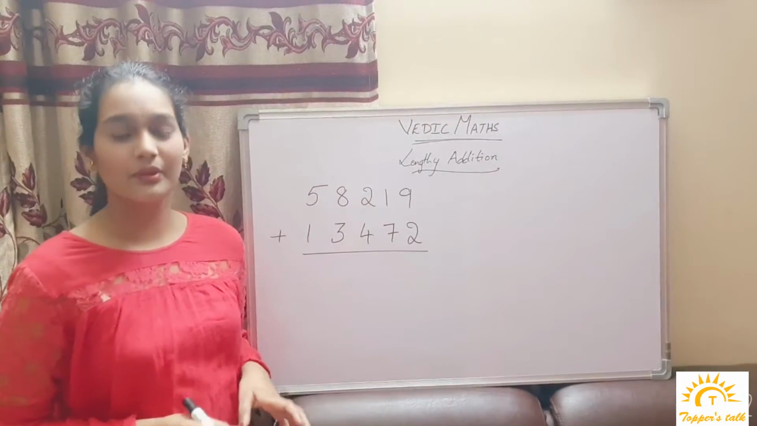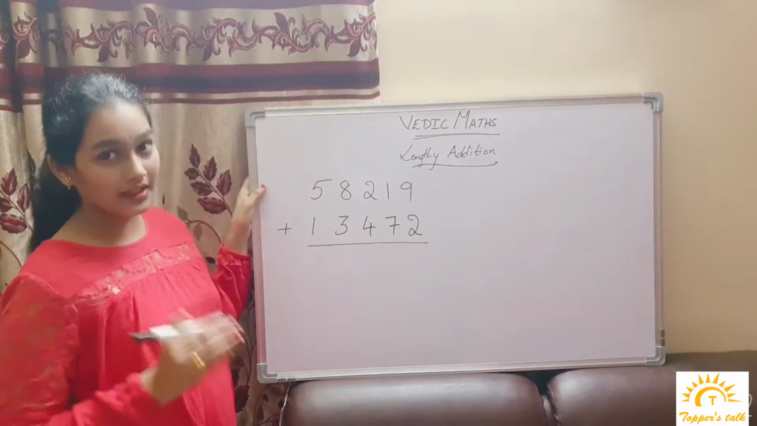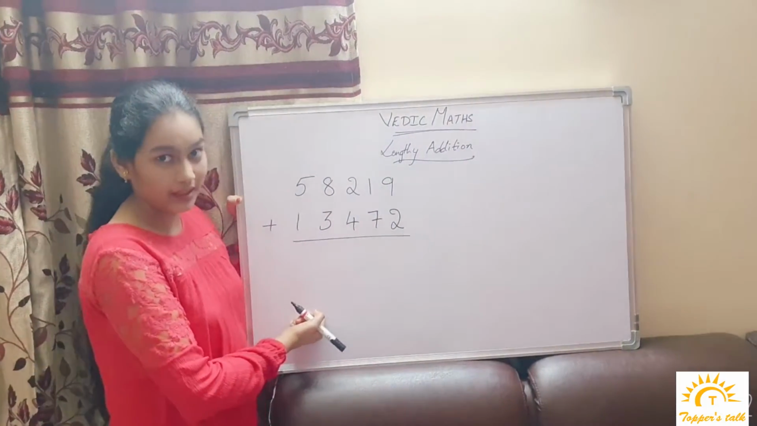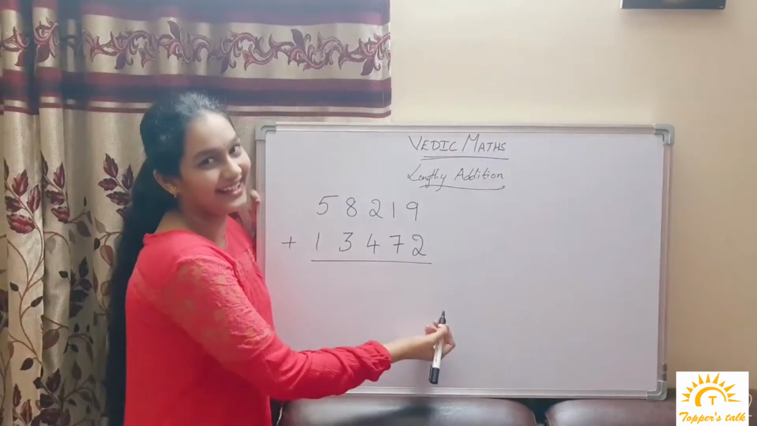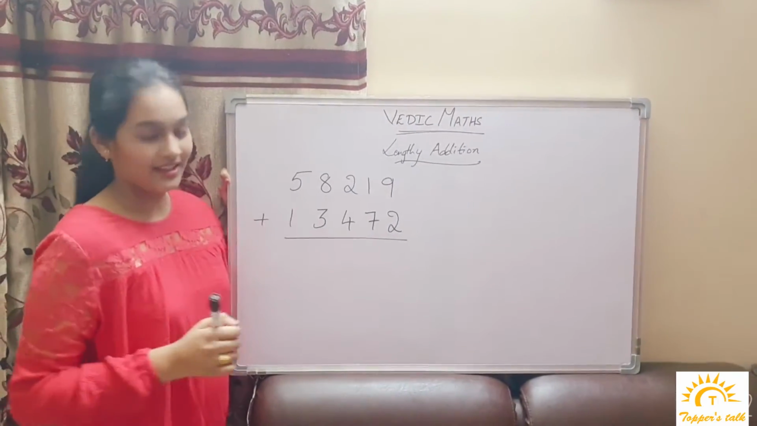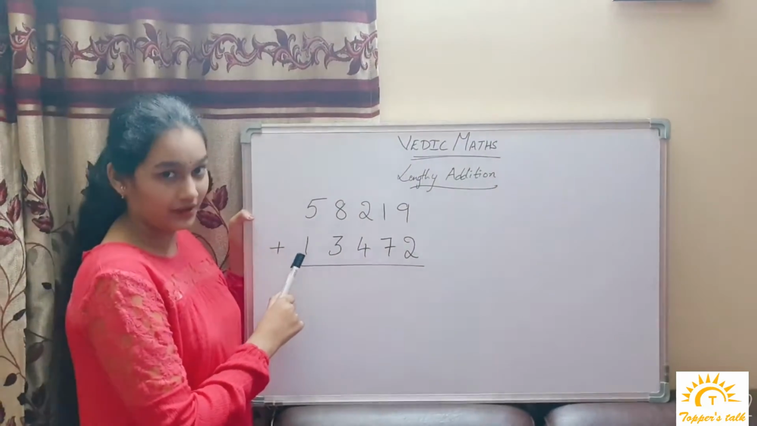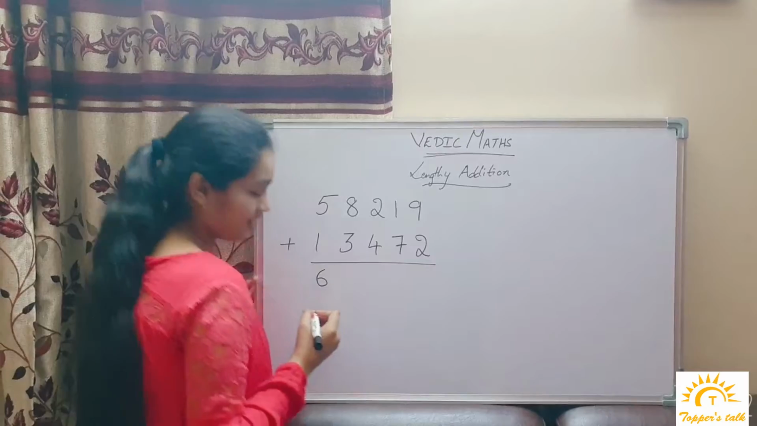The main difference between normal addition and the trick that I'm about to teach you is, in normal addition, you do the addition from right to left. But in this trick, you do the addition from left to right. So remember this. Now, first we have to do 5 plus 1, which is 6. So write 6 over here.